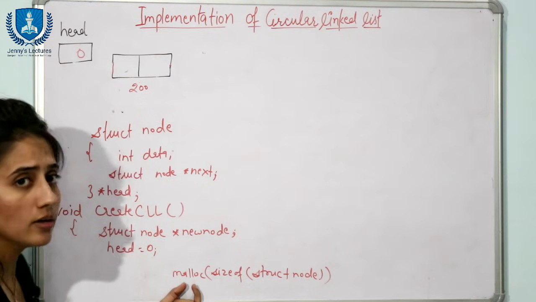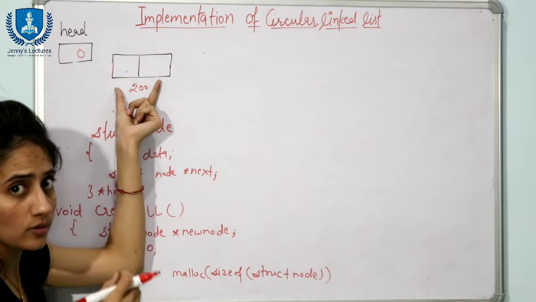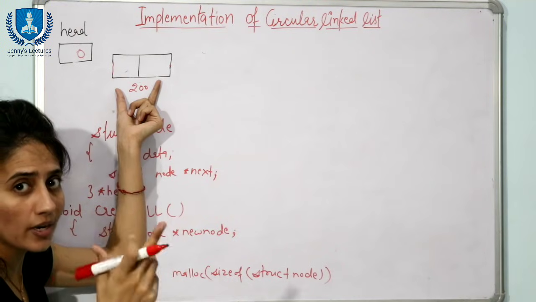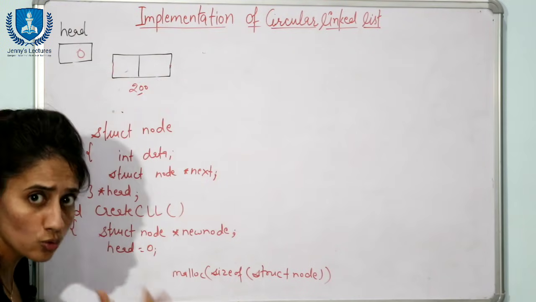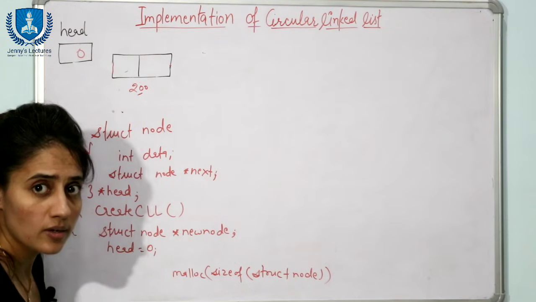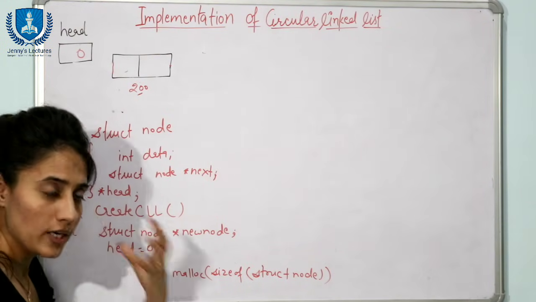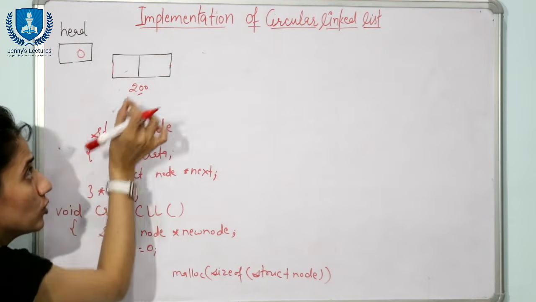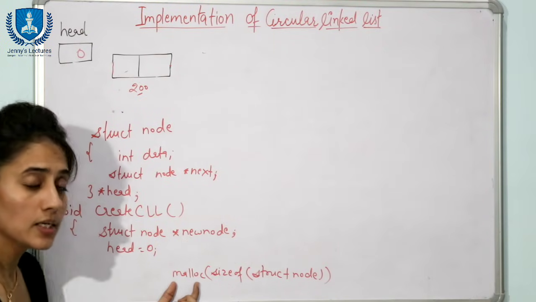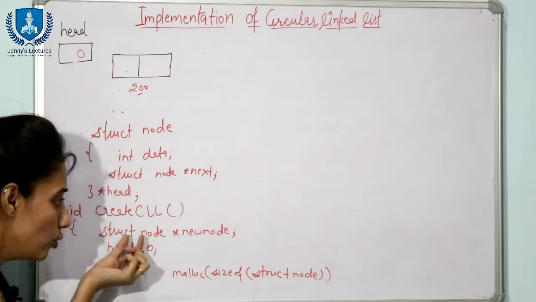Now malloc will return the pointer to this node. You can say the pointer to the starting address of this node, that is, malloc will return this 200. So we are going to store this 200, fine. So we are going to declare another pointer, you can say new node, and in new node we are going to store this address. But malloc basically returns a void pointer, and this pointer is a pointer to node.